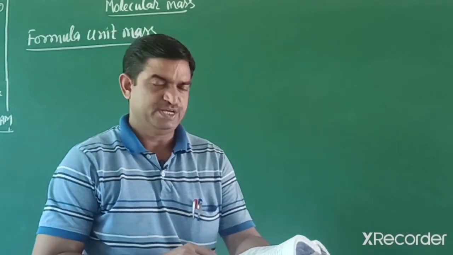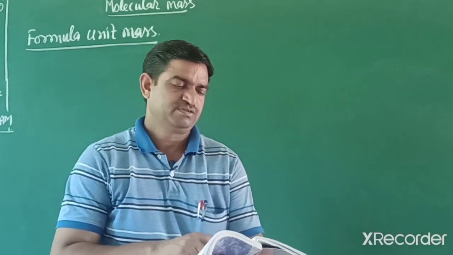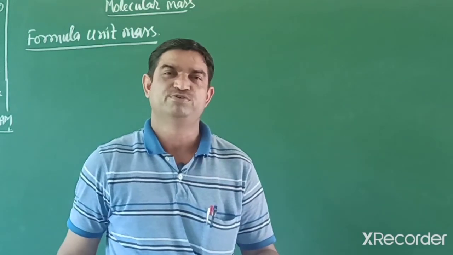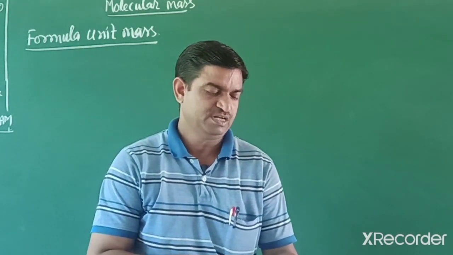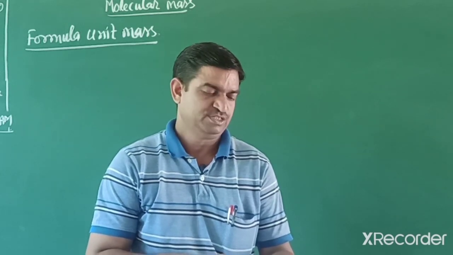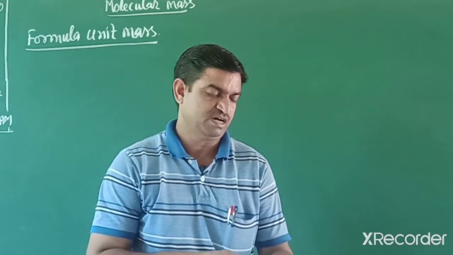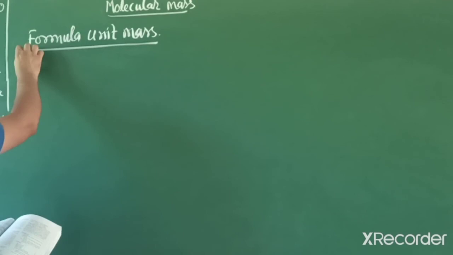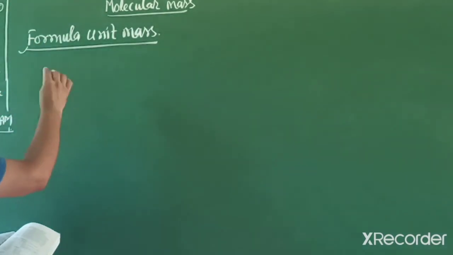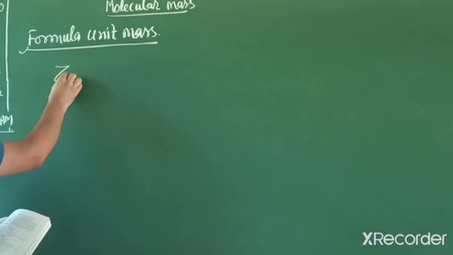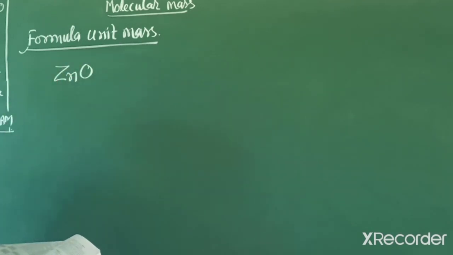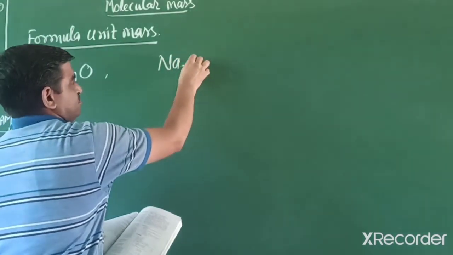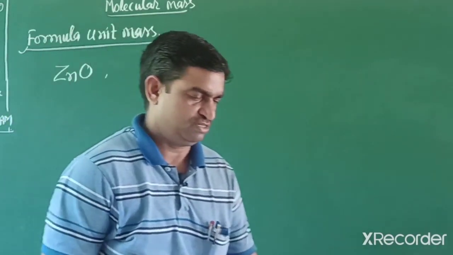Students, on page number 40, a numerical is given: calculate the formula unit mass of zinc oxide, sodium oxide and potassium carbonate. The atomic masses of zinc, sodium, potassium, carbon and oxygen are given. So we want to find the formula unit mass. At first we know the formulas of the compounds given in your book: zinc oxide, sodium oxide, and potassium carbonate.